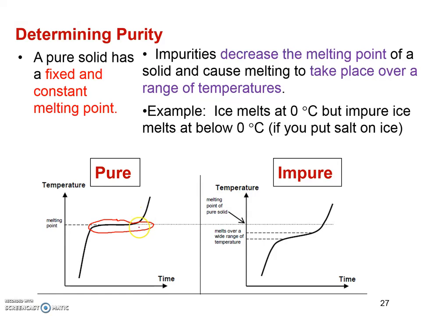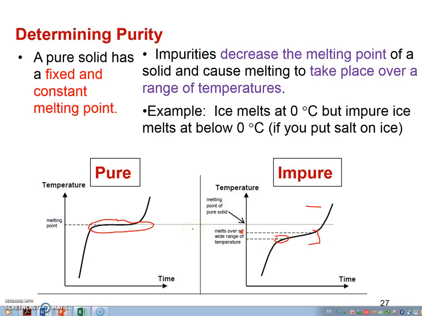However, if you put, for example, salt on ice, and that's what most people in cold countries do to remove snow on the roads, the melting point goes below 0 degrees. So if this is 0, that will be below 0 here. And it will melt over a range of temperatures. So that means maybe somewhere at -4, it will start melting, and your temperature will keep going up to 0 or maybe slightly above 0 before all the ice becomes water.